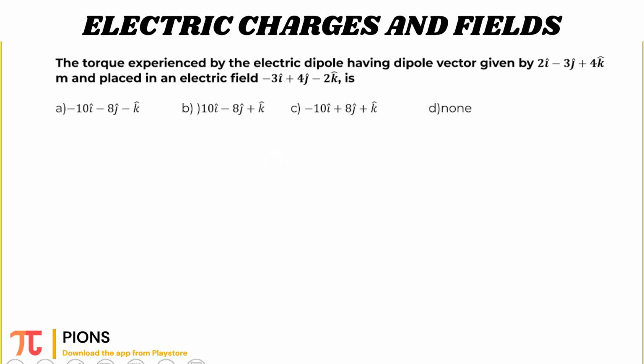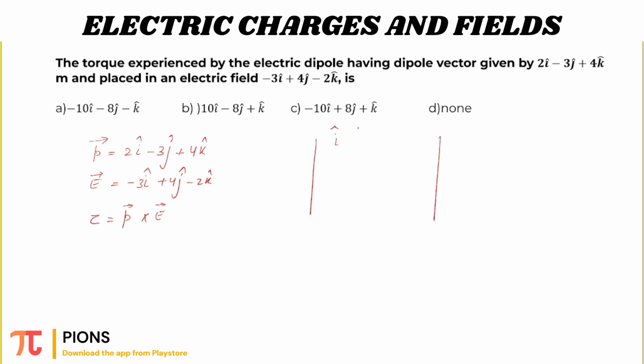The question says the torque experienced by the electric dipole having dipole vector given by P, and that is equal to 2i minus 3j plus 4k, right? And placed in an electric field E, that is given by minus 3i plus 4j minus 2k. So torque tau, we know that it is equal to P cross E. So how do we find the cross product? Let me write i, j, k, and let's write first the components of P, that will be 2, minus 3, 4, and then minus 3, 4, minus 2.